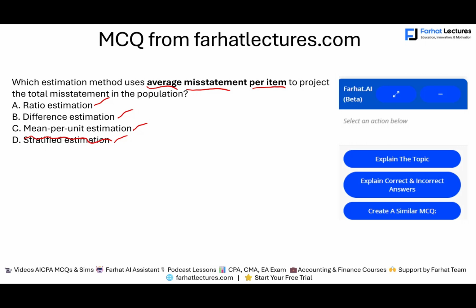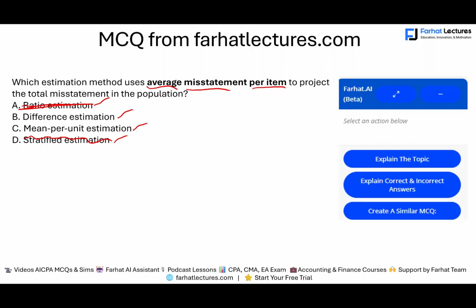Can we eliminate another answer choice? I would say the easy one, we could eliminate the ratio. Why? Because the ratio uses proportion, not the dollar average. Average misstatement is an average. Ratio is a ratio, X over Y. Therefore, we could take out A. Now we're down to 50-50. Is it difference estimation or is it mean per unit?